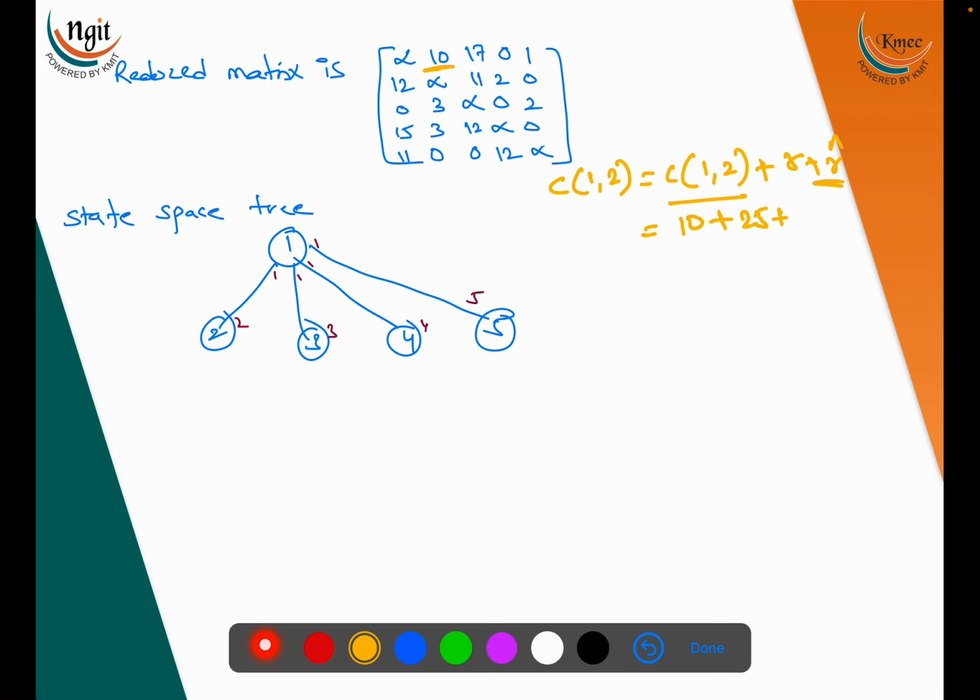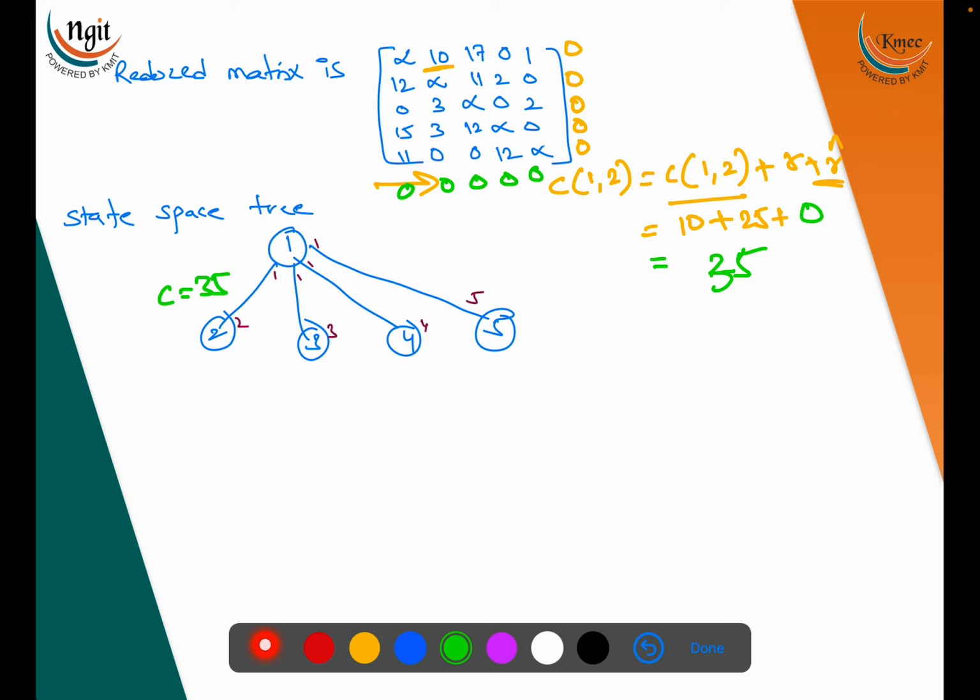Now this R cap value you have to find out. Find the minimum value from this matrix. What is the minimum? This is 0, this is 0, 0, 0, 0. And here the minimum is 0, 0, 0, 0. That means no minimum, hence it is 0. So the 1 comma 2 cost is 35. So right over here, C is equal to 35.